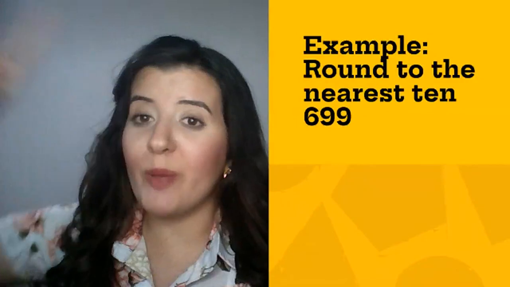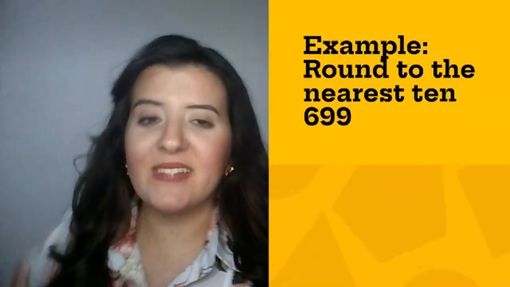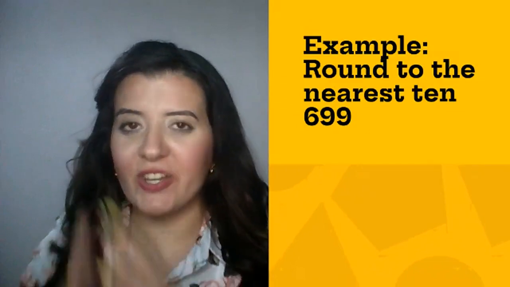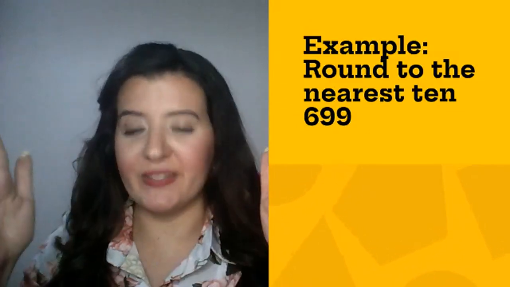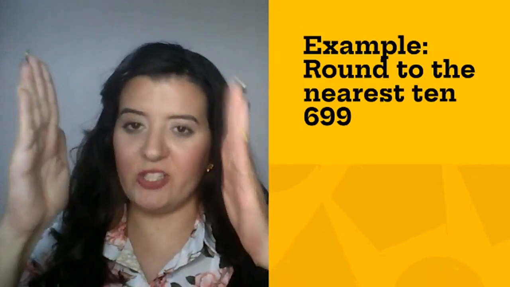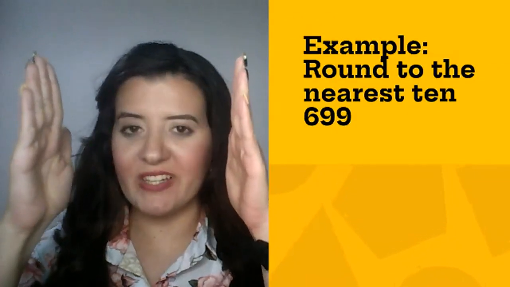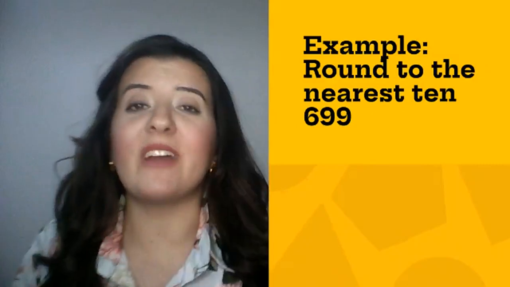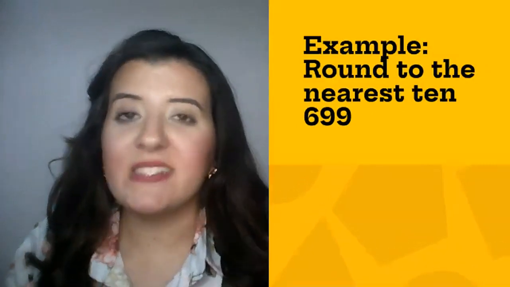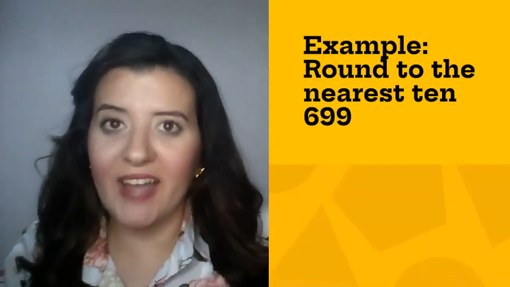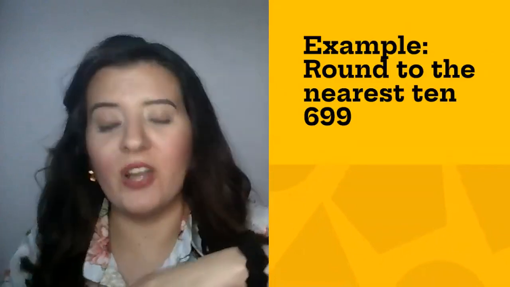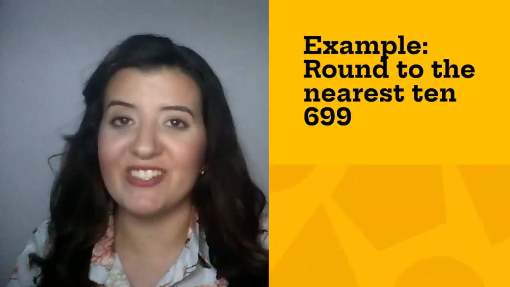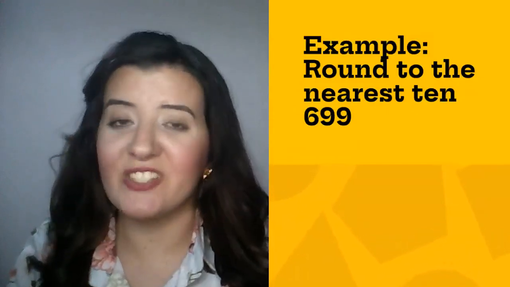So we're going to go all the way back to the 100, because after 699 is 700. Try to picture it on a number line, okay? We have 600 and we have 700. Where's 699? Right next to the 700. So if we round it to the nearest 10, since after 9 is 10, we're going to add it to the whole 100. Okay? So our answer is going to be 700. Our answer is going to be 700.